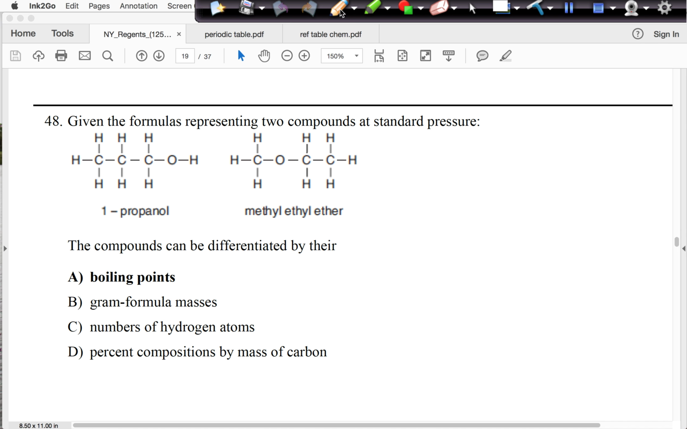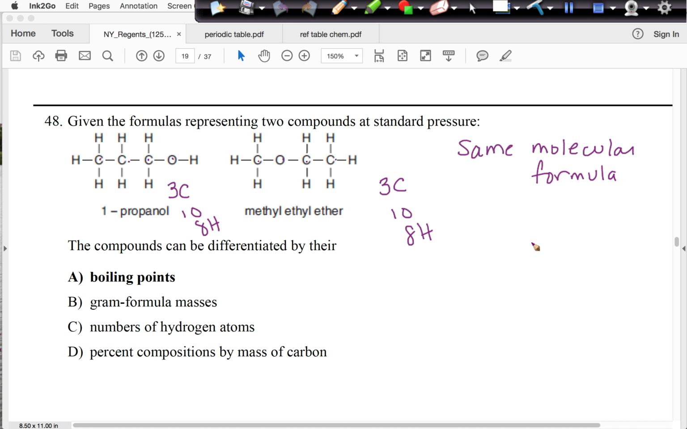So when we look at number 48, it says, given the formulas representing 2 compounds at standard pressure, these 2 compounds can be differentiated by what? So propanol has 1, 2, 3 carbons, and methyl ethyl ether has 1, 2, 3 carbons. This has 1 oxygen. This has 1 oxygen. And if we count 1, 2, 3, 4, 5, 6, 7, 8 H's and 8 H's. So these 2 molecules have the same molecular formulas.